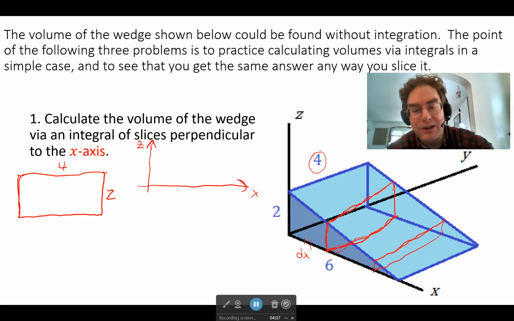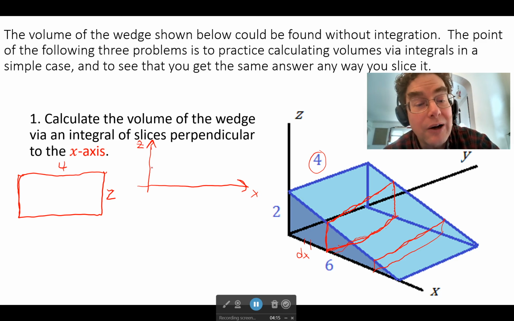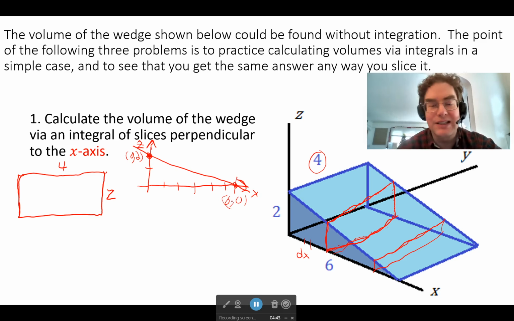So there's x and z. You can see where that would be in our 3-dimensional coordinate system as well. Just focusing on these 2 dimensions, we see that the top of the wedge is represented by a line that looks like so. That is the line that goes through the point (0, 2) and the point (6, 0). Let me put in some hash marks here to make it clear. That's the point (6, 0). So those are 2 points on this line.